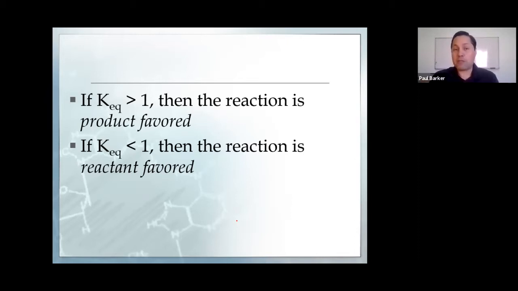What does it mean if it's exactly 1? It is unlikely to get that answer, but what it means is you have equal numbers of reactant and product. Now let's go ahead and solve some examples.